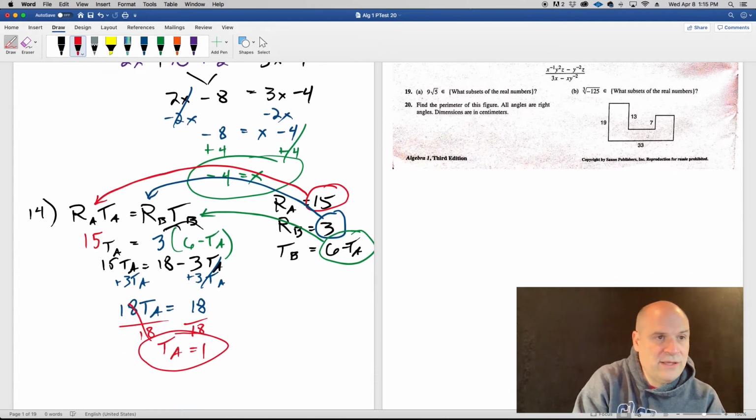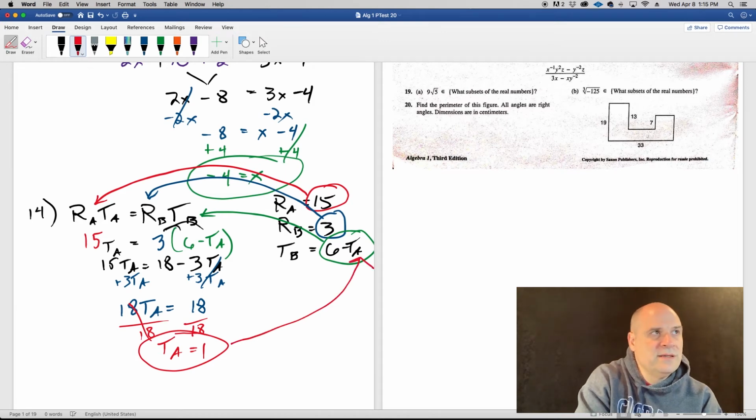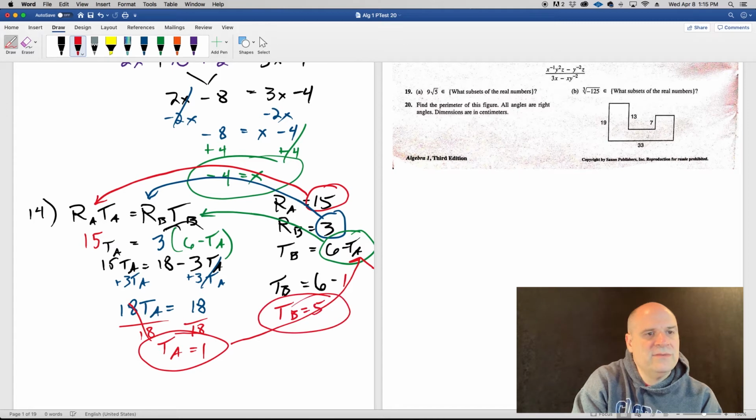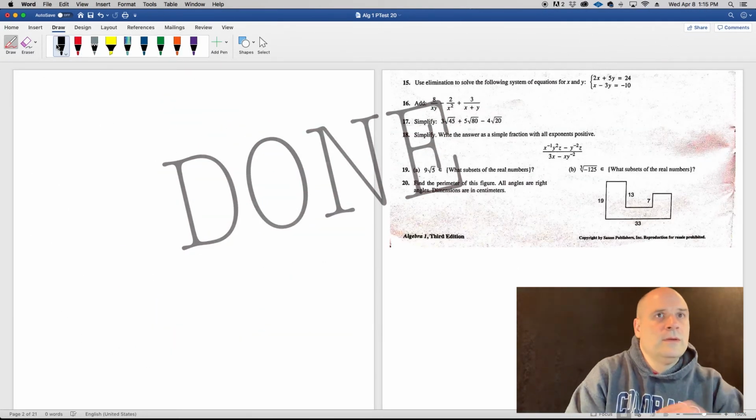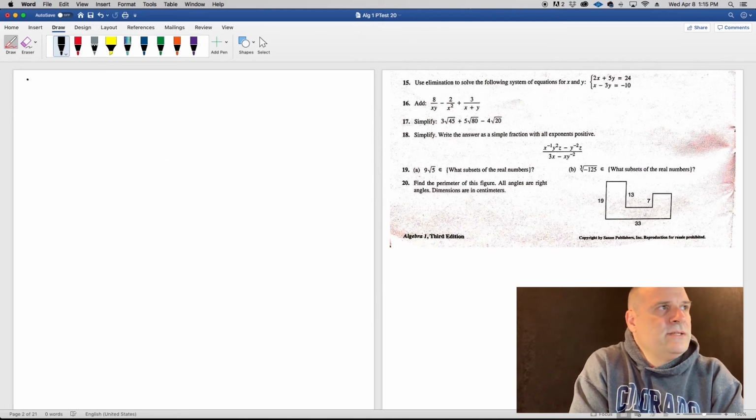All right, well, now that you know what T of A is, you can plug that in right there. So T of B is gonna be 6 minus whatever T of A is. Well, T of A is 1. So T of B equals 5. Boom. Nice. All right, number 15 says use elimination to solve this.